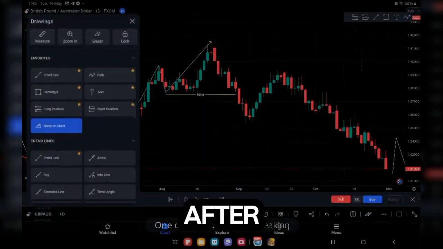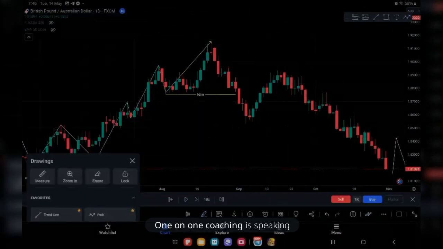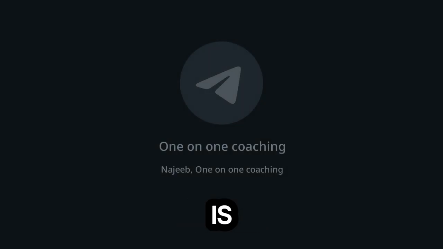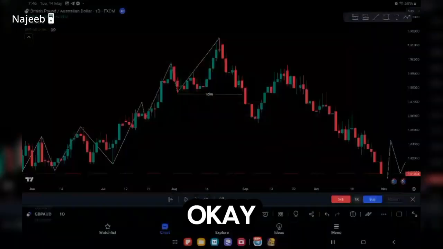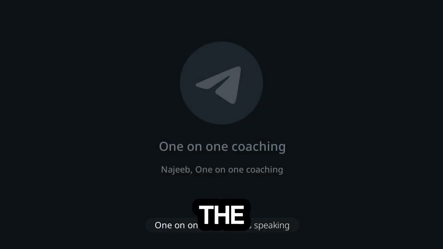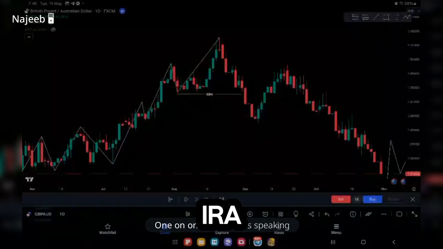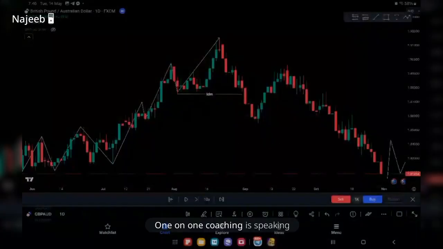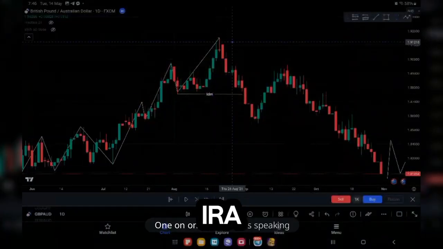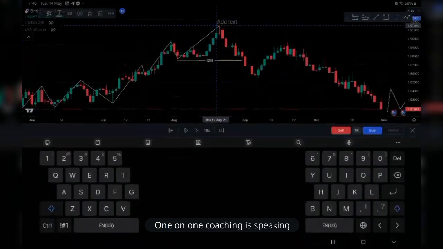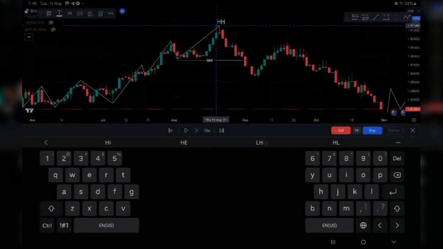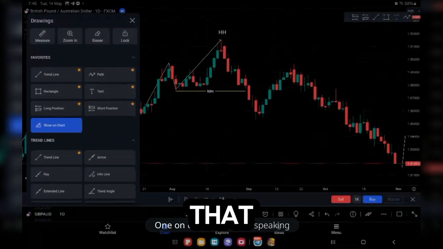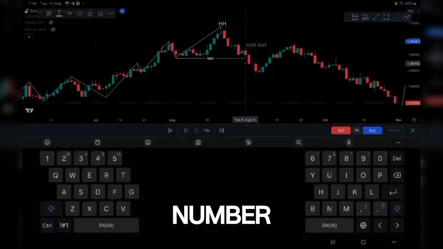So what's the next thing after correction? I'm gonna take a guess, is a break of structure. No. The next thing is the higher high. Do you label the higher high? Yes. That's number 4. The correction confirms the higher high. Yes, this is the higher high, and that is number 3.